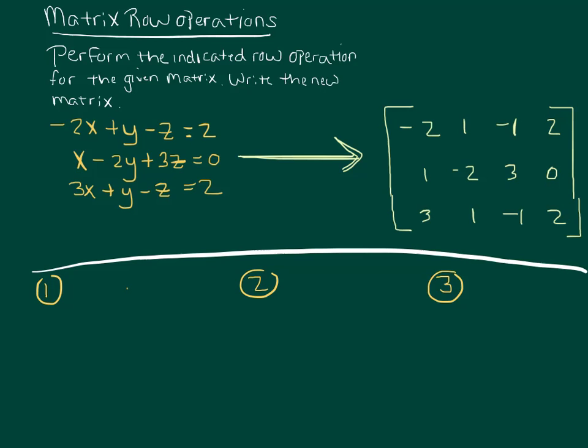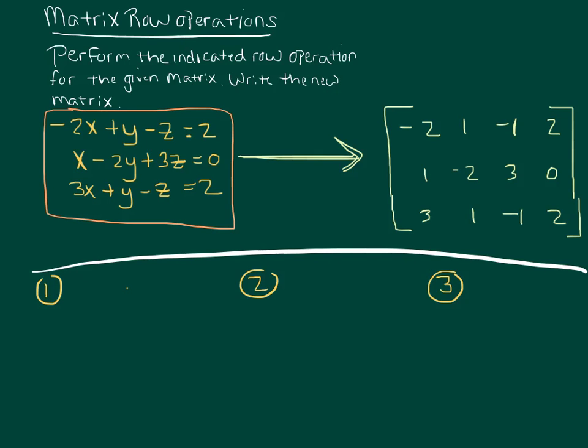Alright, in preparation for us solving systems using matrices, we have to practice what are called row operations on matrices. And so here is a system. We've already seen how we can solve this system using elimination. But we're going to start solving them using matrices and manipulating matrices in a special way. And that involves what are called row operations.